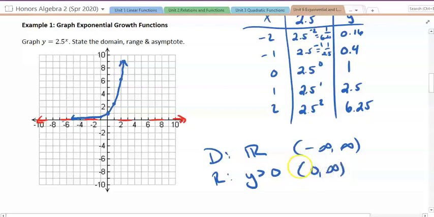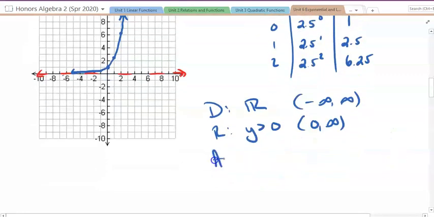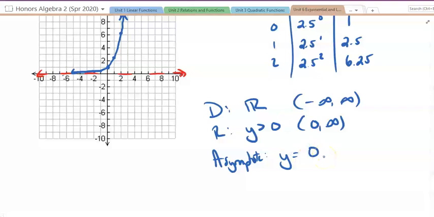Now pay attention. This is parenthesis here, not bracket. Because remember, if it's equal to, it's a bracket. If it's not equal to, it's a parenthesis. Okay? And so where's the asymptote? That's the last thing it asks for. Where's the asymptote? The red line is y equals 0. And so that's it for the graph. So let's go and look at example 2.